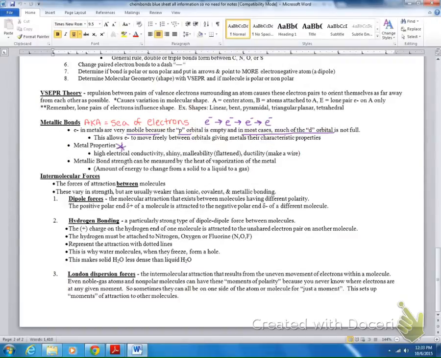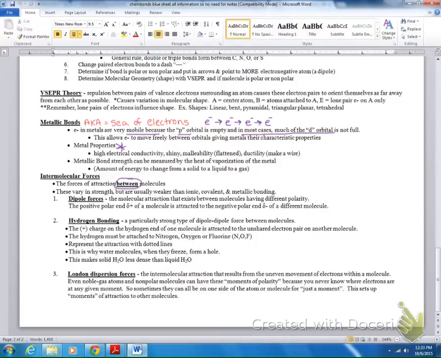Remember, metallic properties are that they have a high electrical conductivity, they're shiny, they're malleable, which means they can be flattened, and they're ductile, which means that they can make a wire. Metallic bond strength can also be measured by the heat of vaporization of the metal.